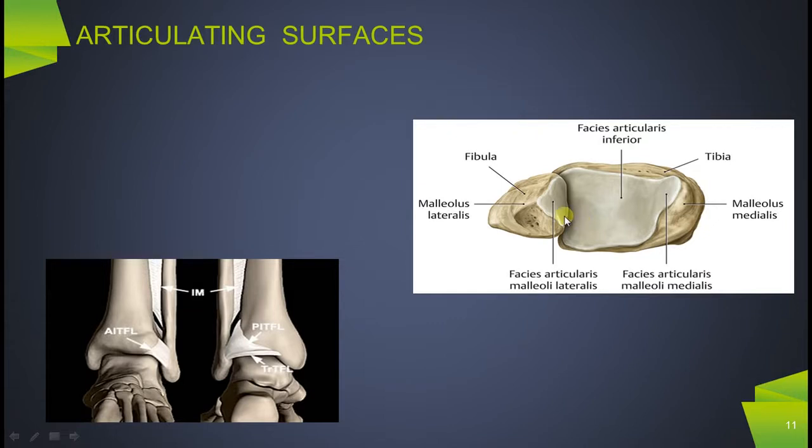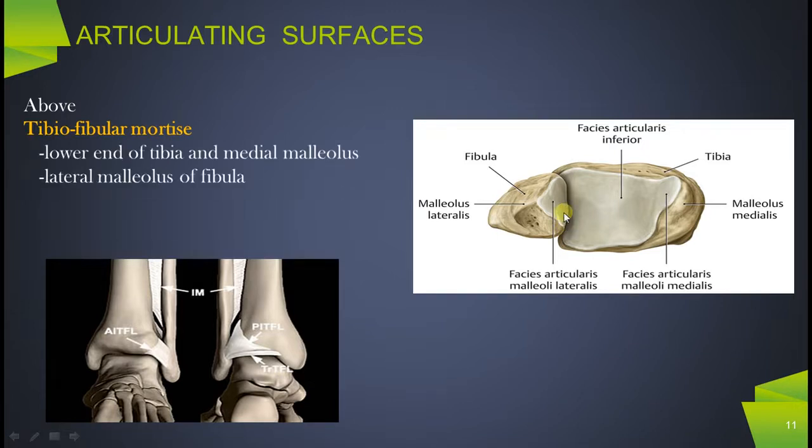The superior articulating surface is mainly formed by the tibiofibular mortise. So what is the tibiofibular mortise? It means the inferior surface of the tibia, the articular surface of the medial malleolus, and the articular surface of the lateral malleolus. The lower end of the tibia and the articular surfaces of the medial malleolus and the lateral malleolus all put together form the tibiofibular mortise.